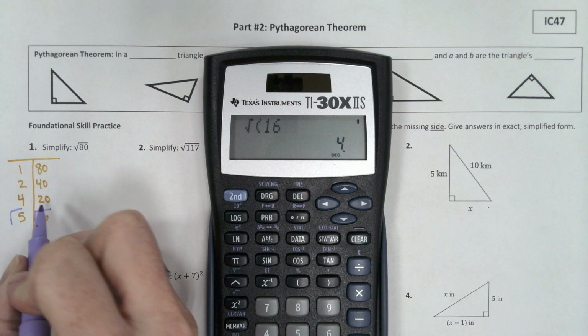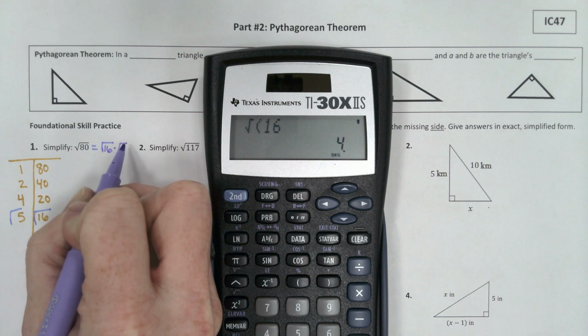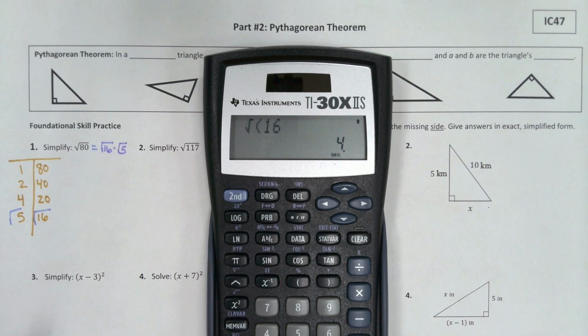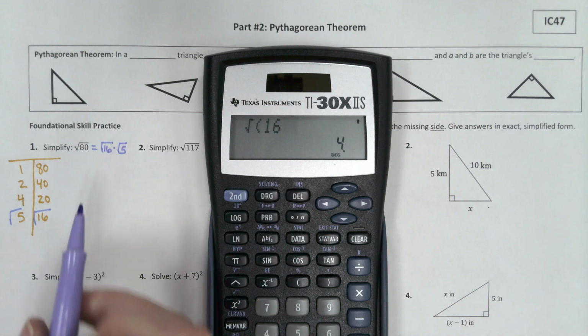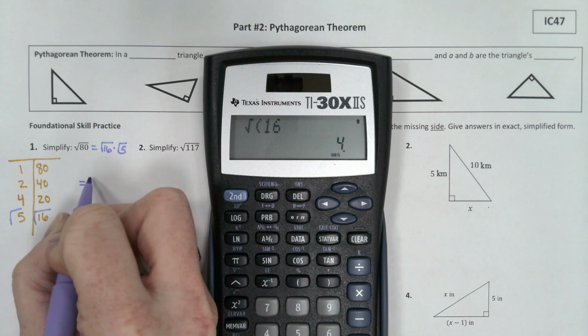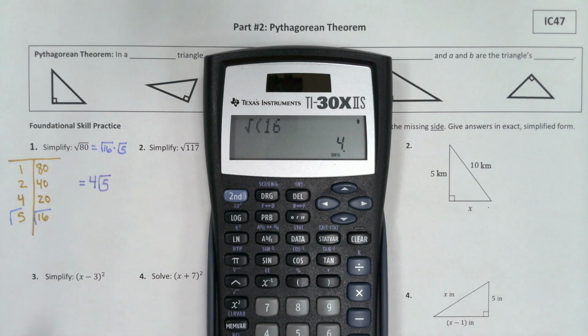So basically, we're rewriting 80 as a radical with a multiplication problem. If you are somebody who uses the perfect square method, this is the work your teacher is expecting to see. And then that root 16 becomes 4 and leaves the root 5 behind as a multiplier. So the simplified answer for square root of 80 is 4 square root 5.